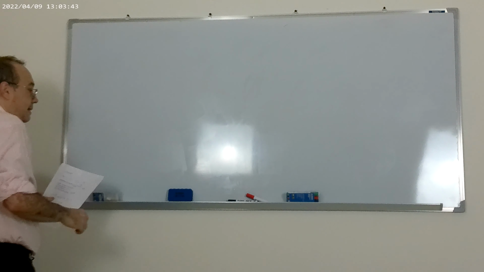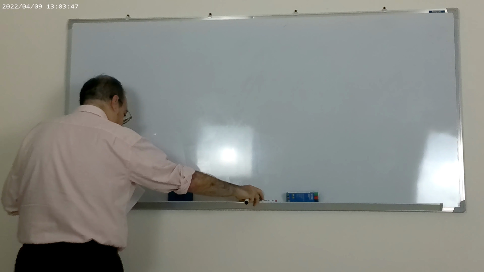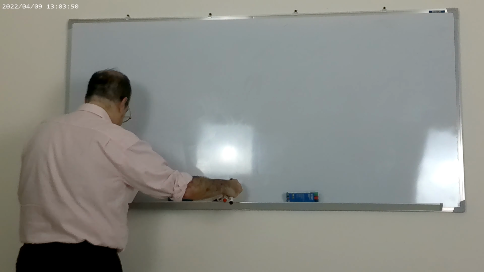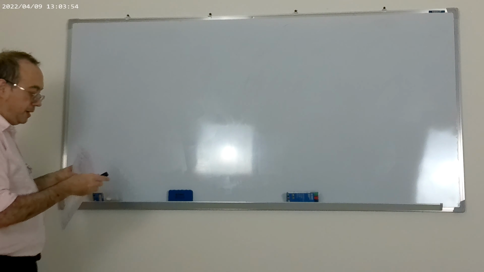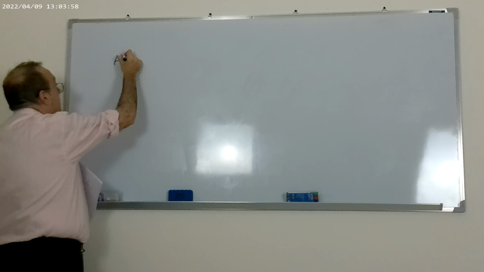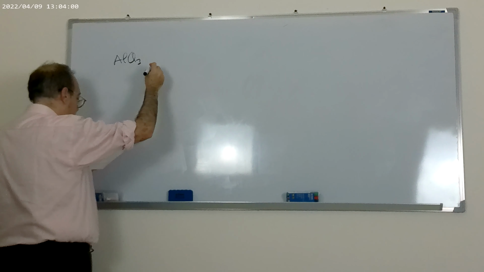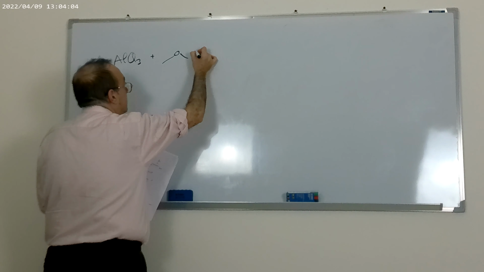Go to the exercises. These are the exercises that we did on Monday. Okay? And we can start with question number 1. They say that we have this reaction, aluminum chloride plus dimethyl ether.